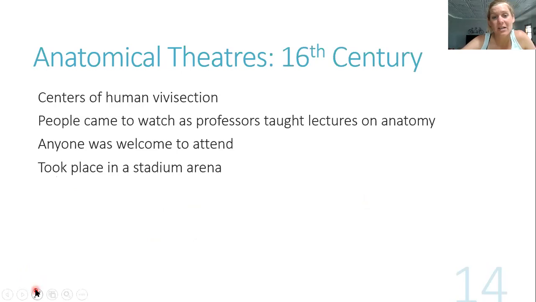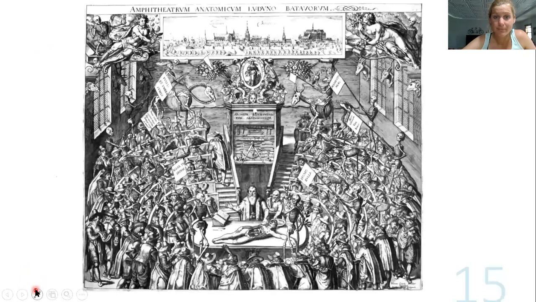Anatomical theaters, 16th century, again, were centers for human vivisection. So again, places where people could come and these professors would teach lectures on anatomy as they dissected these people. Anyone was welcome to attend, and it was like in a stadium. So this was like entertainment for these people. This is kind of what this looks like, which is totally weird and creepy in my opinion, but this is history and I think it's really cool.